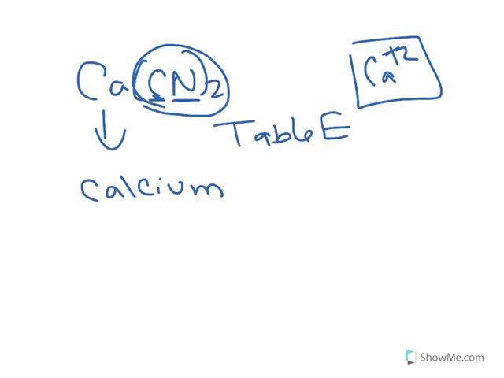You could actually use that general rule. Anytime you have a compound that has more than 2 capital letters, so not a binary compound, something is going to come from table E, and here it's cyanide.